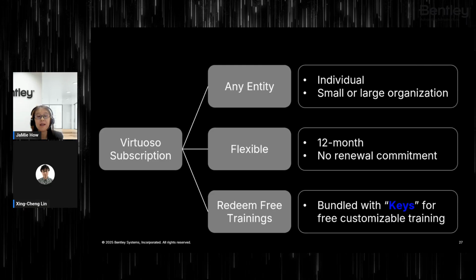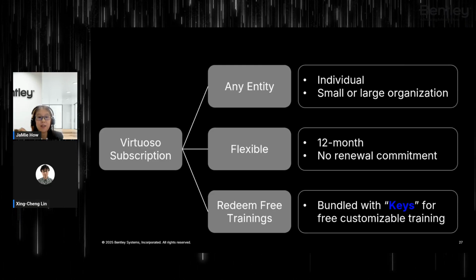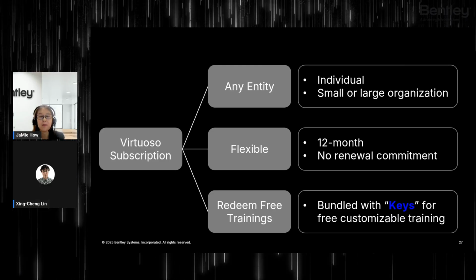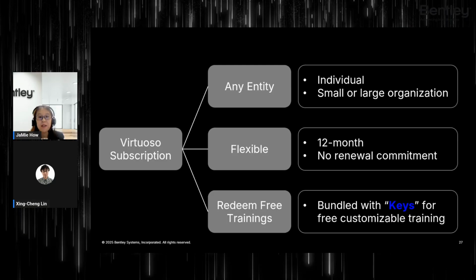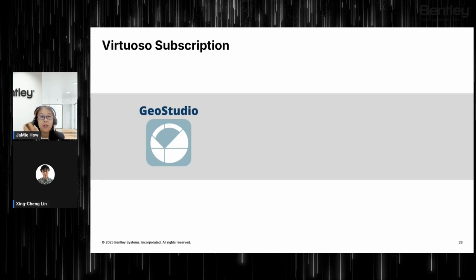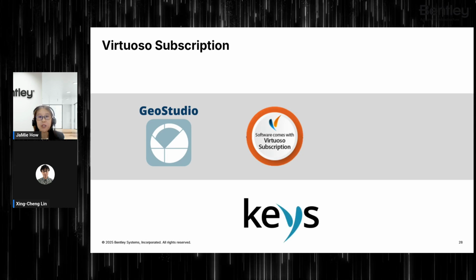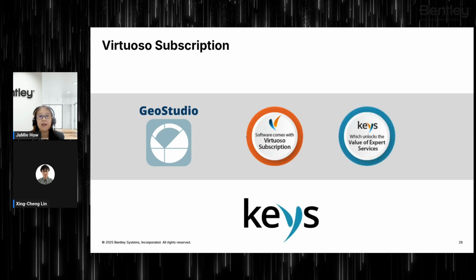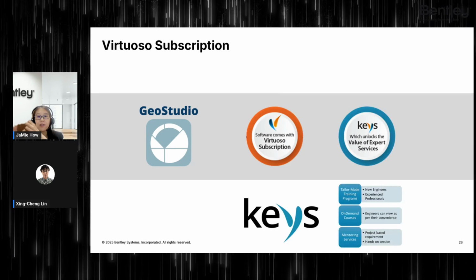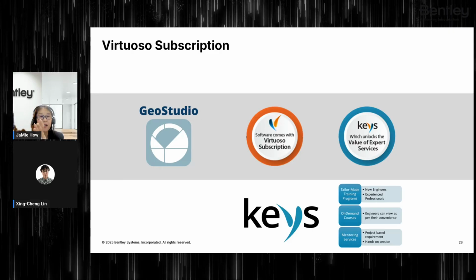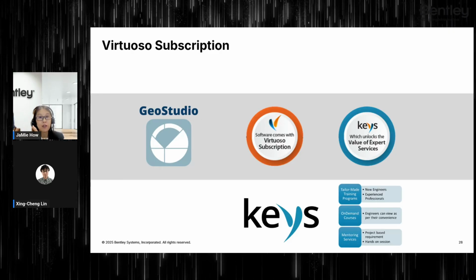So keys are like tokens or credits that you can use to redeem free customizable training for you and your team. So how does it work? When you purchase a GeoStudio Virtuoso subscription at our e-store, the purchase comes bundled with keys. And with these keys, you can unlock different types of training. All these are online training done through Microsoft Teams.